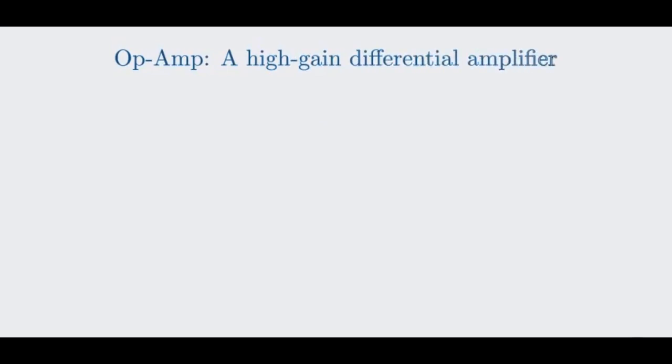Op-amps are the core of many analog systems, from audio amplifiers and filters to precise measurement circuits. But what exactly is an op-amp? Fundamentally, it's a very high-gain differential amplifier. This means it takes the difference between two input voltages and multiplies it by a very large number. To understand its function, let's start with a simplified model, the ideal op-amp.